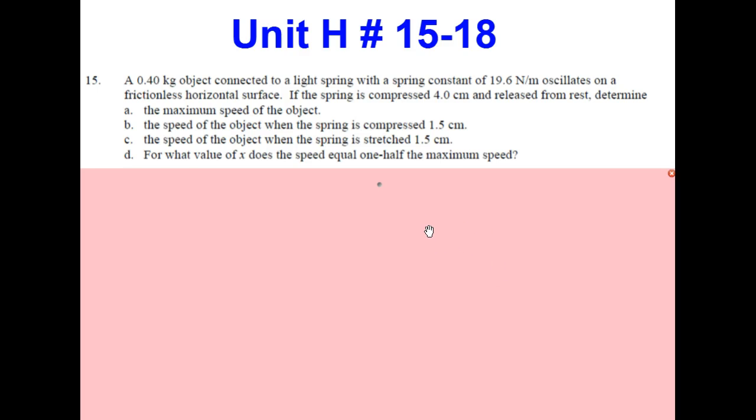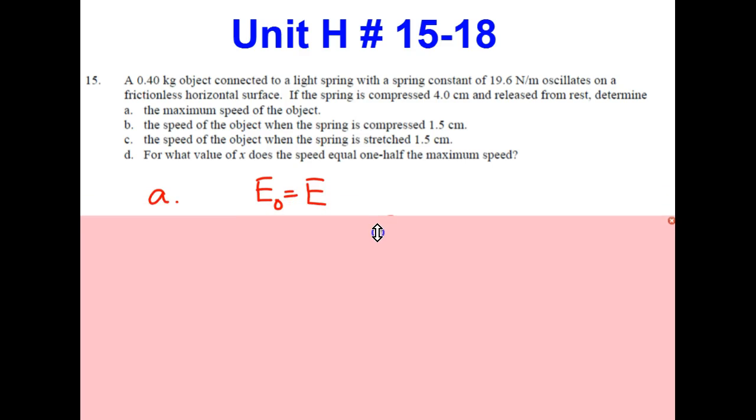Well, being frictionless, all these solutions are going to be conservation of energy solutions, and we start with A, the maximum speed. From our knowledge and lesson in simple harmonic motion, we know the maximum speed is going to take place at the equilibrium position. So we start with our conservation of energy statement.